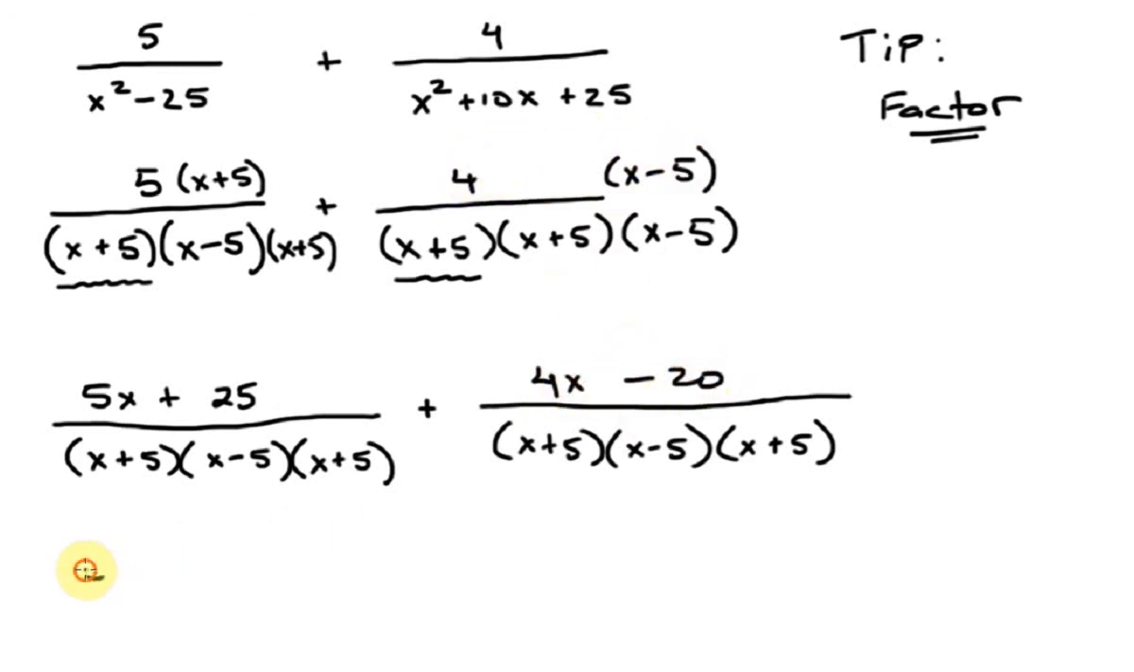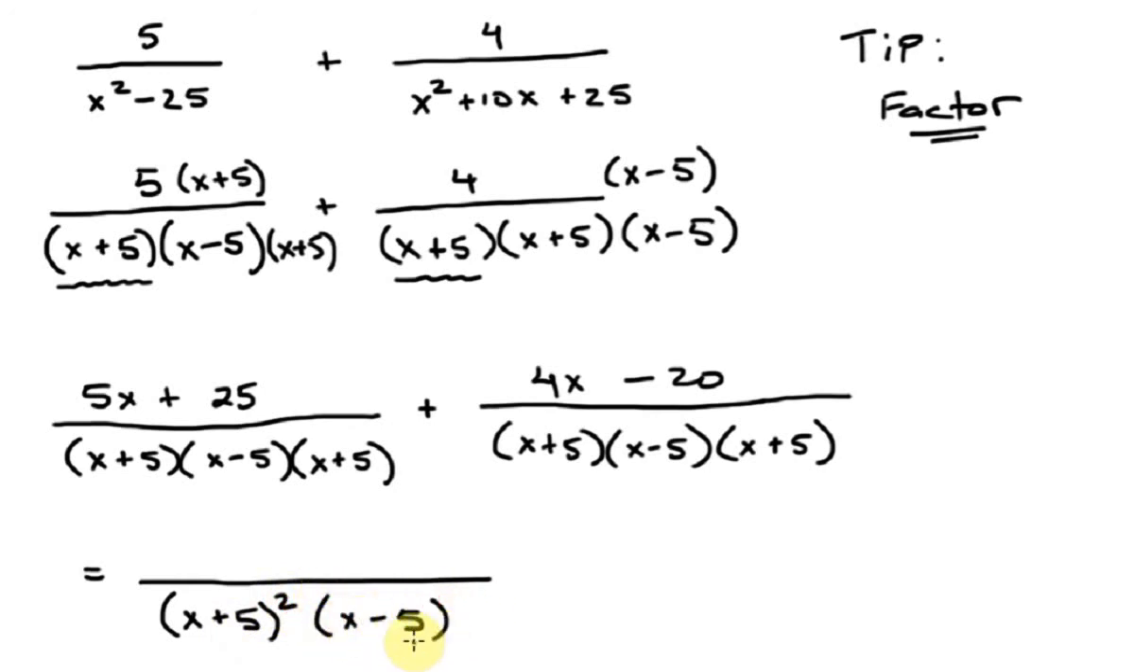So here could be our final answer, I would like to believe, and I'm going to write it in a compact way. Since I have two of these x plus 5, let me just say squared. Then I don't have to write it out a second time. And then I've got my x minus 5, and then I've got 5x plus 4x, so that's 9x, and 25 plus negative 20 is 5. Whew. And there's nothing I can do to factor this top, so I think I'm pretty good with that.